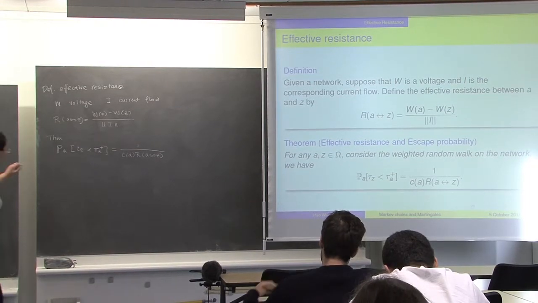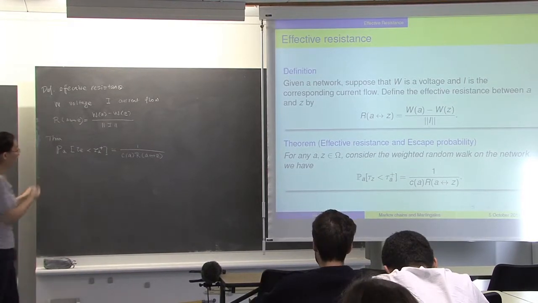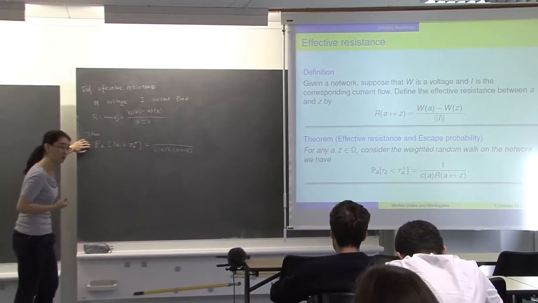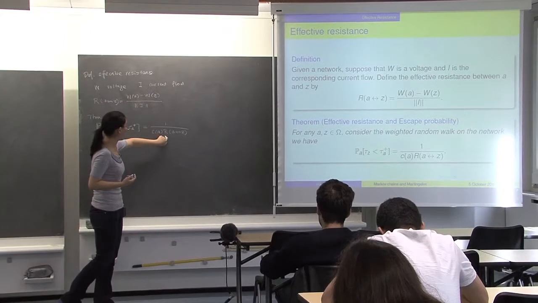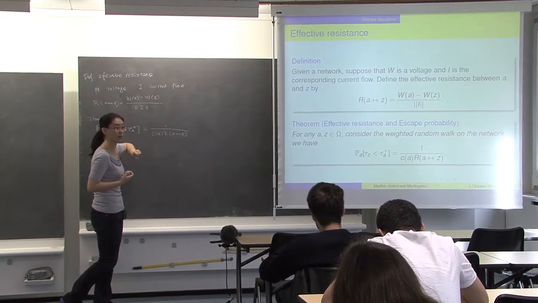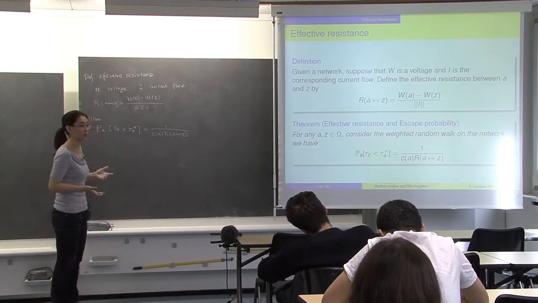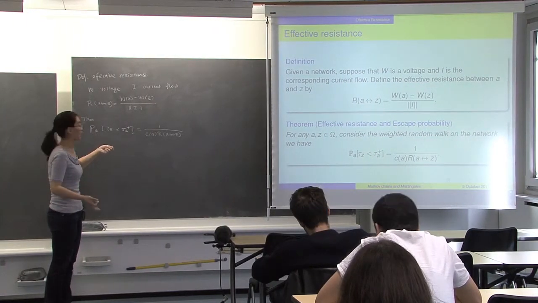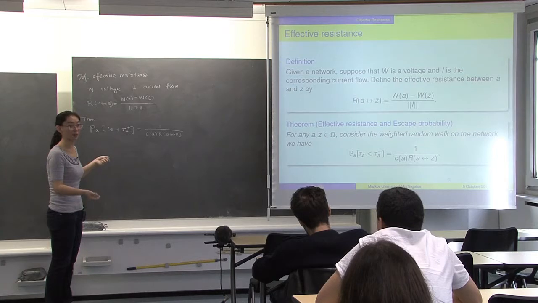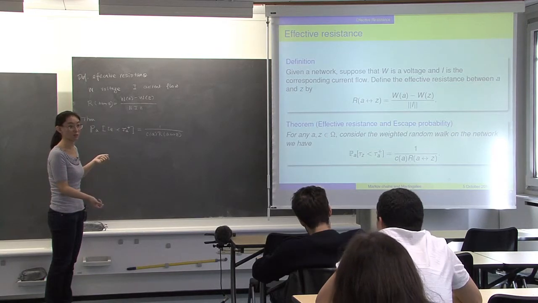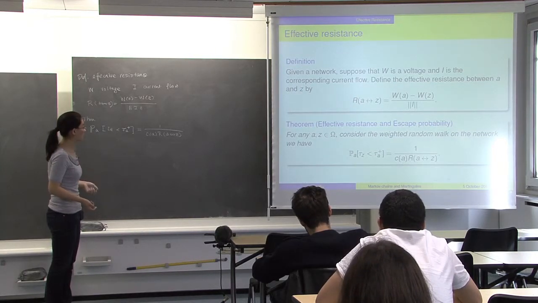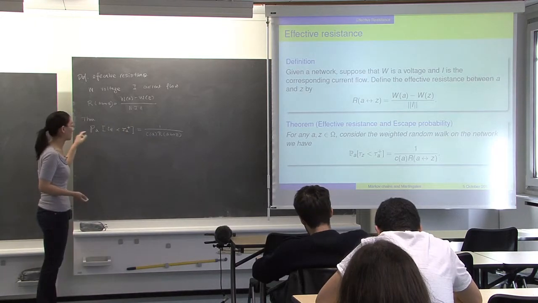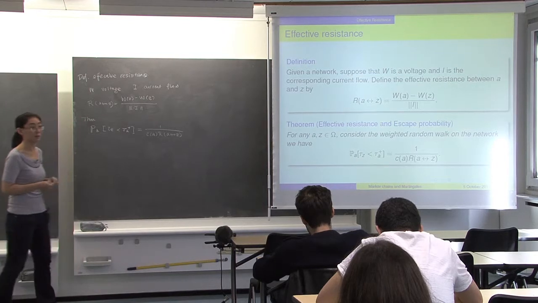Before we prove this theorem, one remark is that this relation is very interesting because for the network, we can calculate the effective resistance directly. Suppose we just have a network. We put a voltage 1 at A and attach Z to the earth. And then we can measure the effective resistance of this network. And this relation tells us, once we measure the effective resistance, what the escape probability of the random walk is.